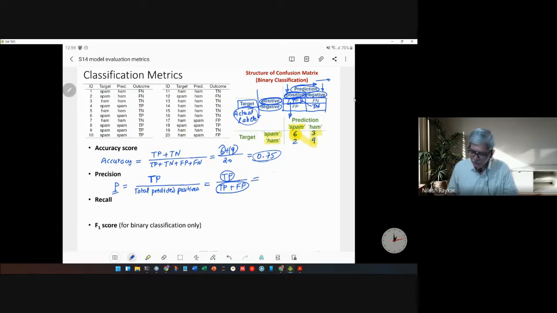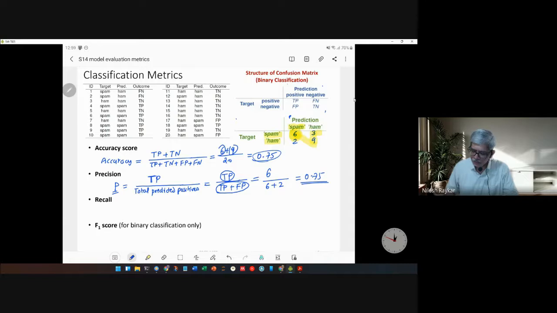So in our problem, this precision score would come as TP is how much? TP is 6. So let me clear out this matrix. And we are taking the addition TP plus FP, so that is 6 plus 2. So that is equal to 0.7. It happens incidentally that both are the same, but that is just a coincidence. It is not the case.